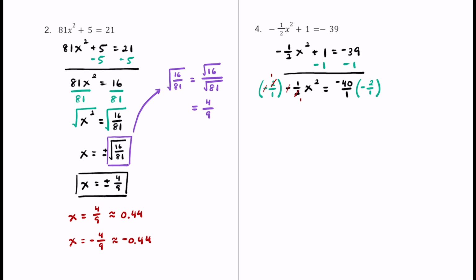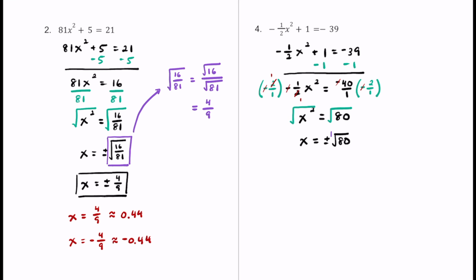These 2's are going to cross cancel to become 1's, and on the right side, these negatives are going to cancel out to make a positive as well. So on the left side, we're just having x squared. And on the right side, we really have this 40 times 2, which is going to equal 80, right? So we have x squared equals 80. At this point, the x squared is completely isolated, so we can go ahead and take the square root of both sides. After you take the square root of a square, you're just left with what's inside the radical, which is x. And then we have plus or minus a square root of 80.